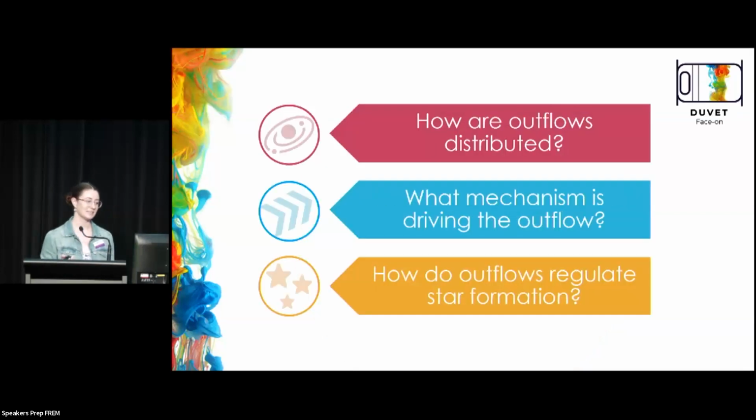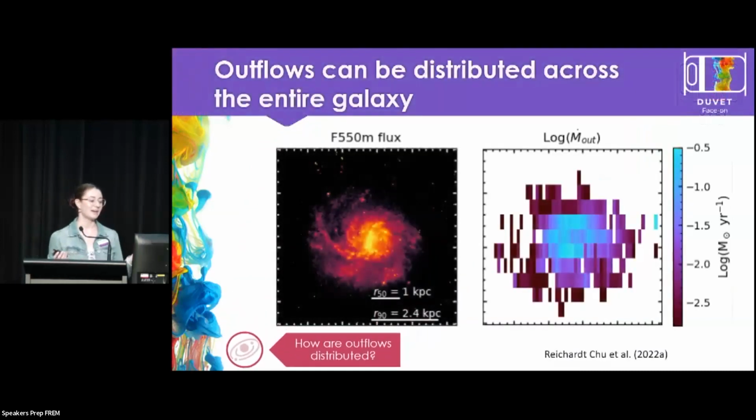And I use these galaxies to answer three main questions. Firstly, how are outflows distributed? Secondly, what mechanism is driving the outflow? So we know that they're driven by star formation, but is it primarily supernovae or is it young massive stars? And thirdly, how do the outflows actually regulate the star formation which is driving them? So firstly, how are outflows distributed?